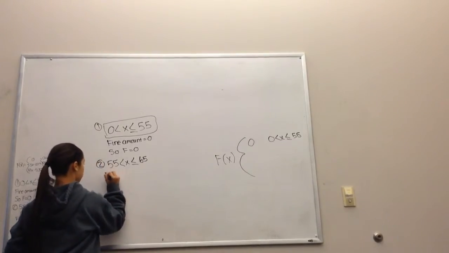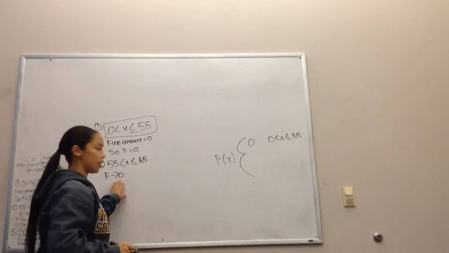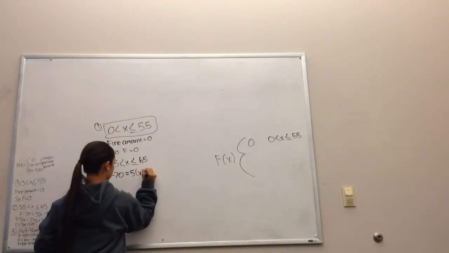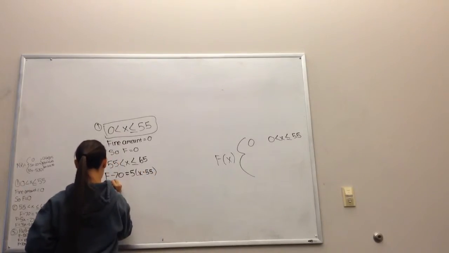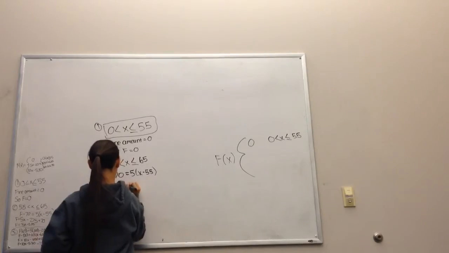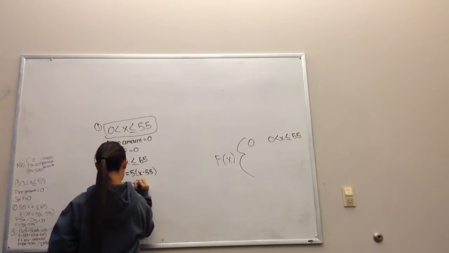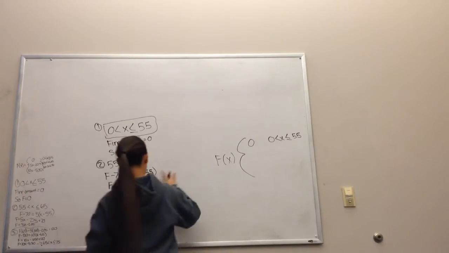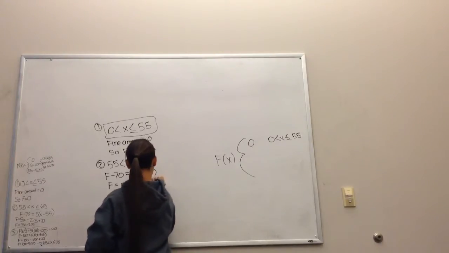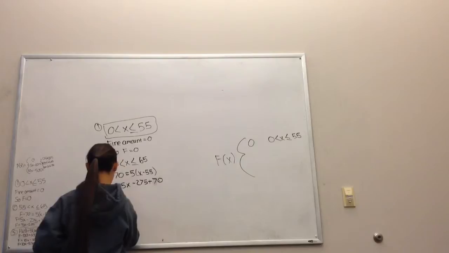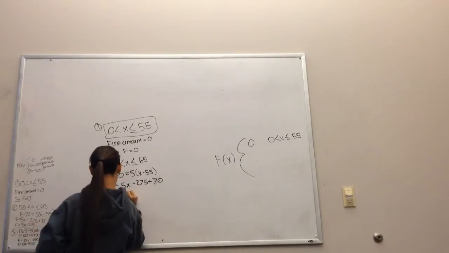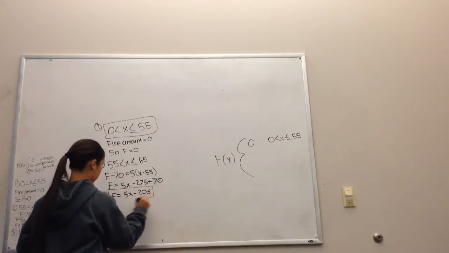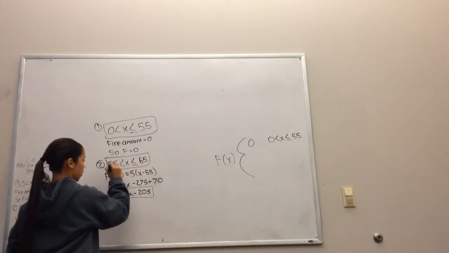So we're going to say F minus 70, because $70 is the amount for a ticket, equals 5(x minus 55). So we're going to solve for F. So it's going to be 5x minus 275 plus 70. Oops. So then when we solve this out, it's going to be F equals 5x minus 205. So this equation is going to go with this equation. So we can write it over here.